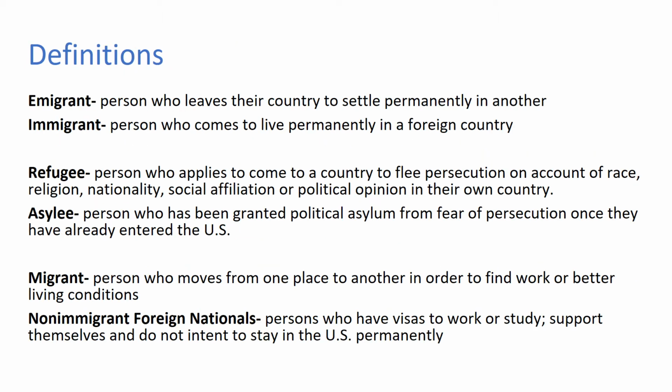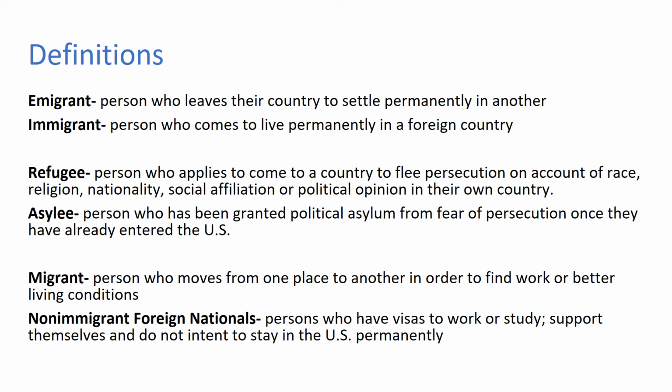I want to start off by defining some terms that are used to describe people who live in the US now but were born somewhere else. First, an immigrant is someone who leaves their country to settle permanently in another country. An immigrant is someone who lives permanently in a foreign country. And for the purposes of this module, immigrant will refer to someone who was born outside of the US but now permanently lives in the US.